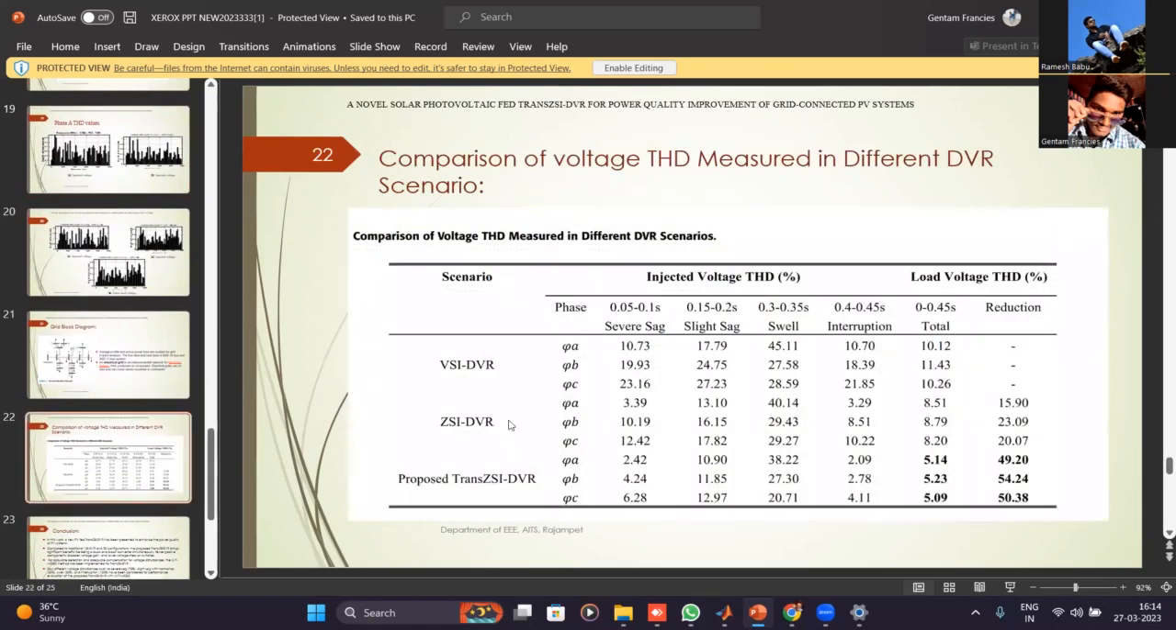During the period of severe sag, VSI was showing 10.73, and with ZSI we found 10.19. A reduction of almost 6 points is seen in the proposed TransZSI, which is 4.25. According to IEEE standards, the THD value should be less than 5%. We have concluded this with 5.14, 5.23, and 5.09, where an almost 50% reduction is shown.